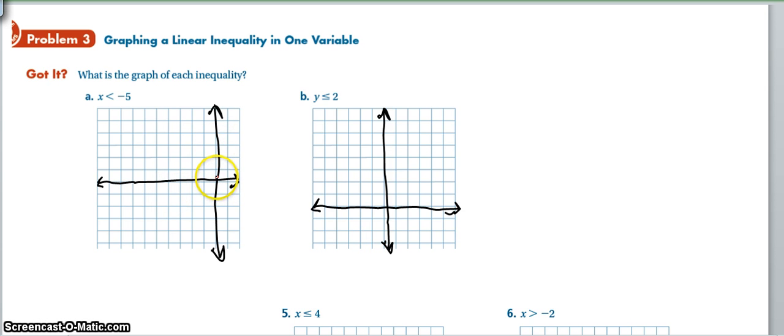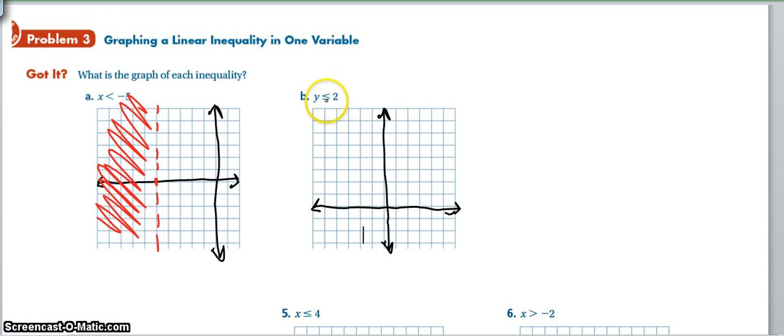So x less than -5. So 1, 2, 3, 4, 5. We put our mark right there. But since it's just less than, this would have to be dashed, which I don't think my tablet is going to like. And then I continue it all the way down. And now, since x is less than that, I shade just everything to the left of it.